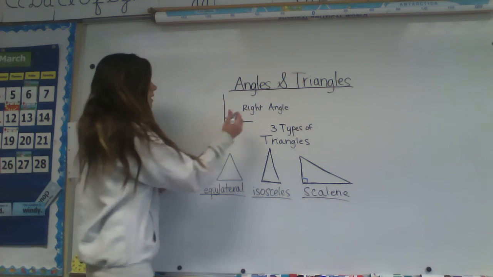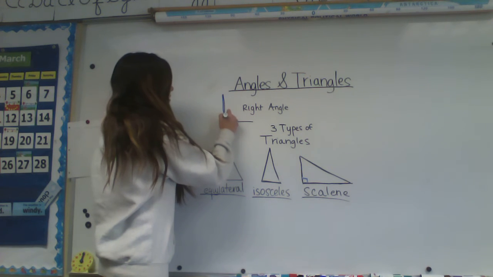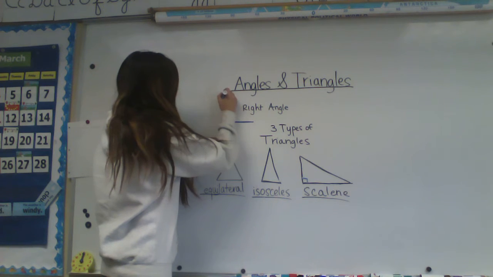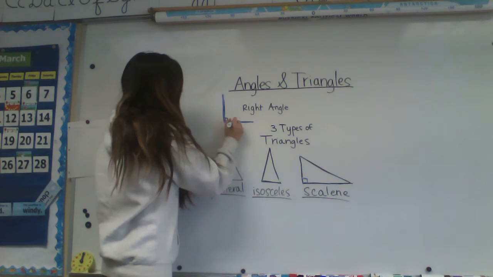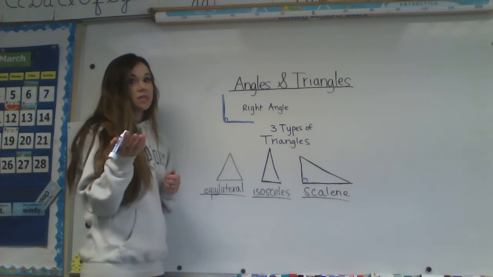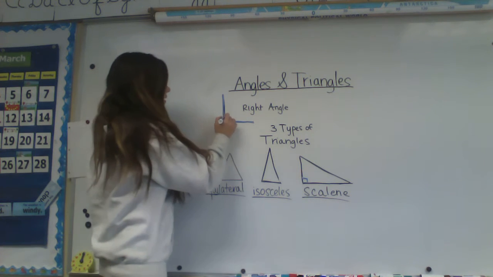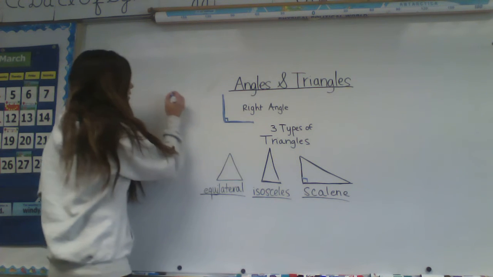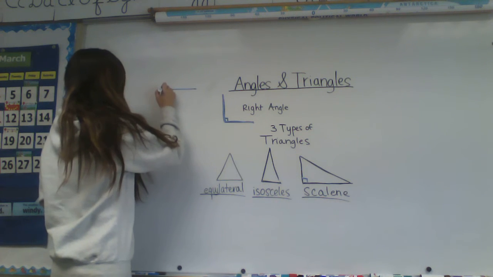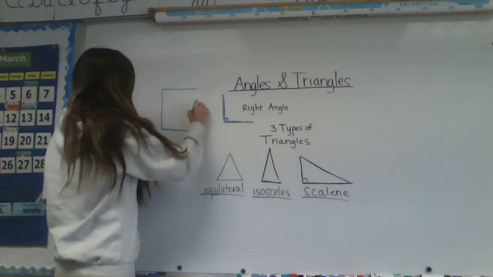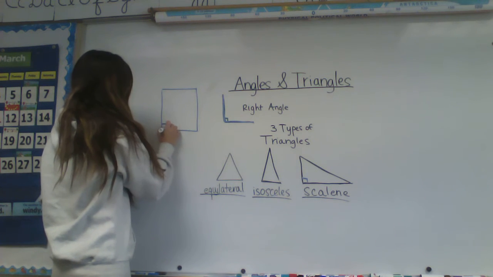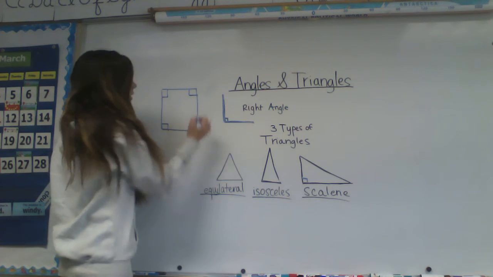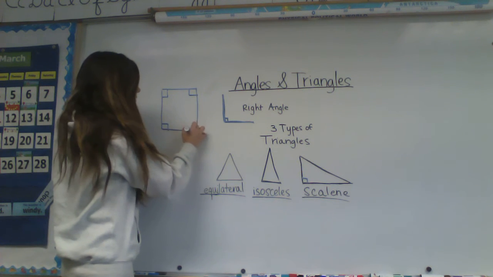So if you look up here, this is what a right angle looks like. You can find a right angle pretty much anywhere. If you look at the corner of your room, the corner of a book, the corner of a table or a TV, you're going to find a right angle. It just appears like this. So if I were to be reading a book, my book would probably be like a rectangle. I have a right angle here, right angle here, a right angle here, and a right angle here.